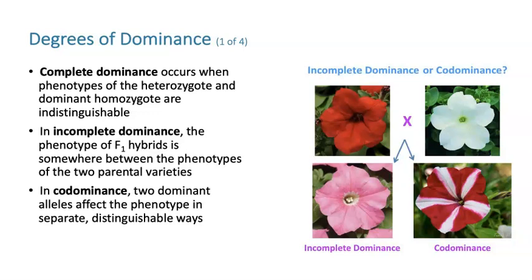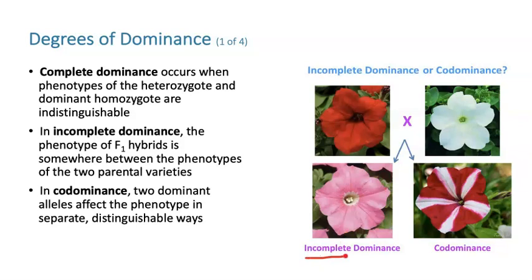There's something called incomplete dominance. With incomplete dominance, the F1 hybrids are kind of in the middle between the two parental variants. So for example, if you have a red parent and a white parent with incomplete dominance, something in the middle would be pink, right? Because pink is halfway in between red and white. So we would use the term incomplete dominance.